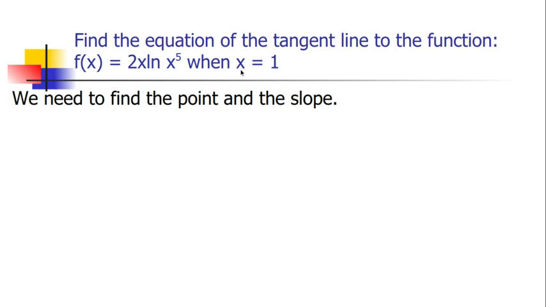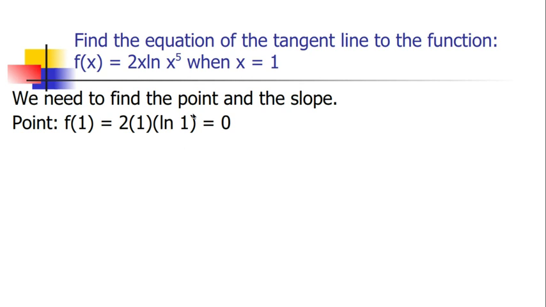So they gave us half the point. They gave us x equals 1. To find the point of tangency, you just have to plug 1 into the original function. So f of 1 would equal 2 times 1 times the ln of 1 to the fifth, which is just 1. And we need to know how to evaluate the natural log of 1.